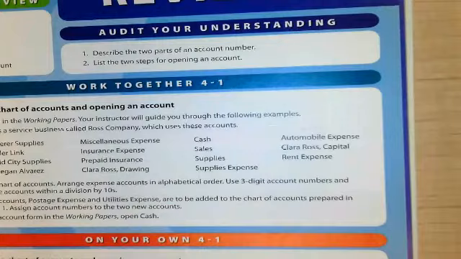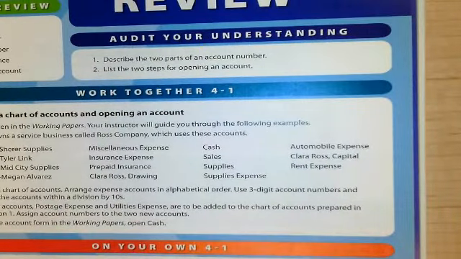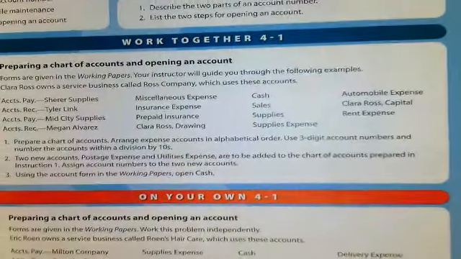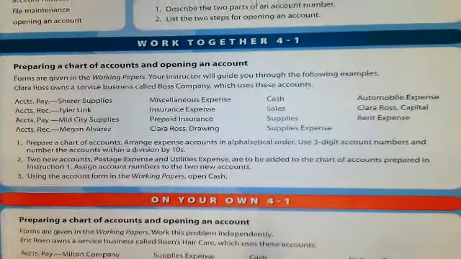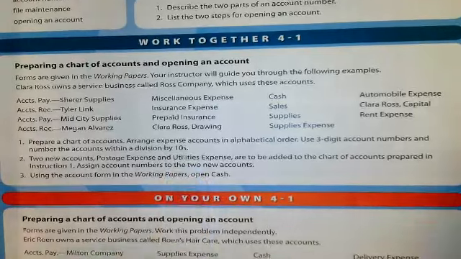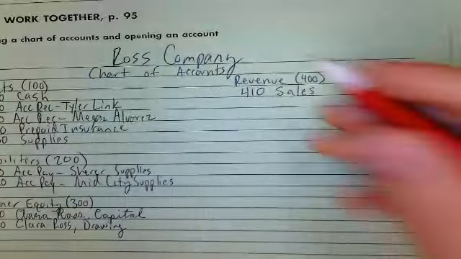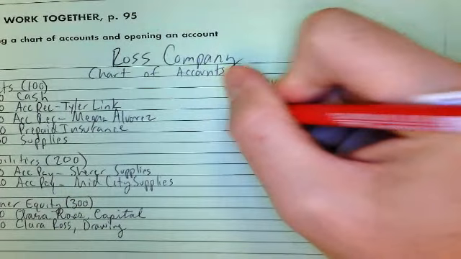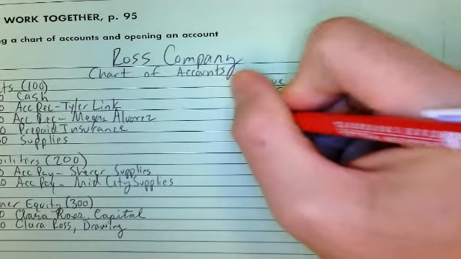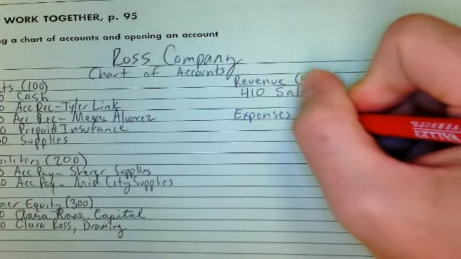That is currently our only revenue account. Later, we're going to add some more revenue accounts, but for now, sales is the only way that we're going to make revenue for Ross Company. The last chapter is chapter 5. We're going to call it expenses.